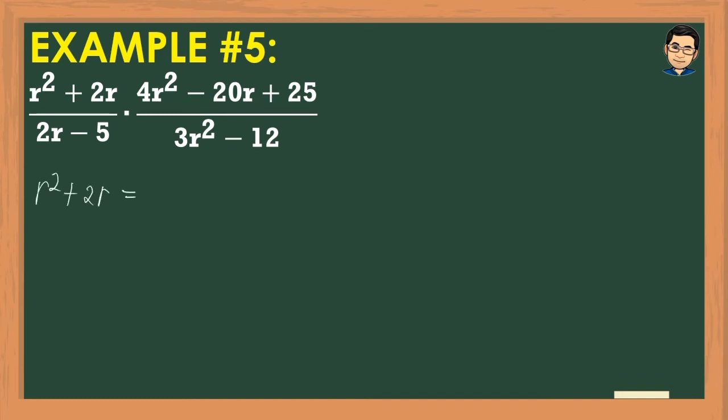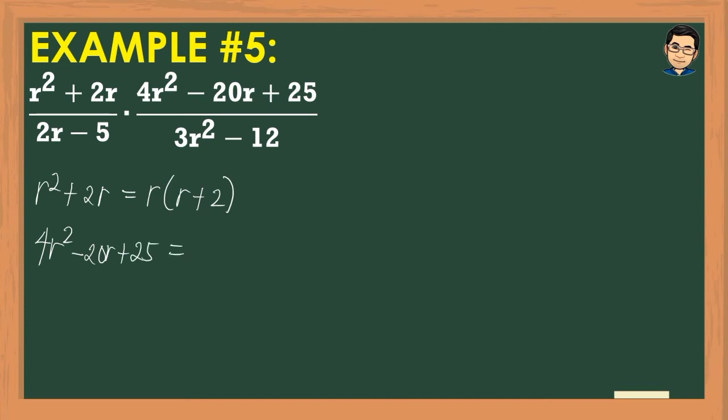Ayan, so ano po yung greatest common monomial factor ng r squared plus 2r? That is r. And then, r squared plus 2r divided by r, that is r plus 2. Okay? And then, yung 4r squared minus 20r plus 25, we can factor this expression using perfect square trinomial.